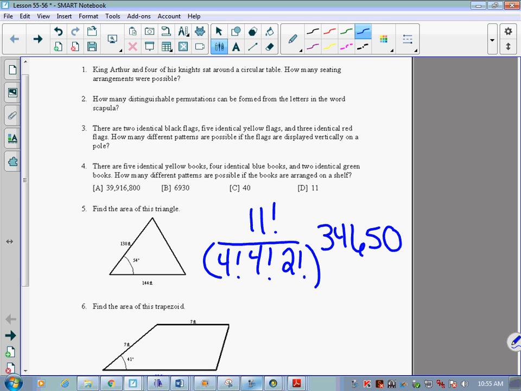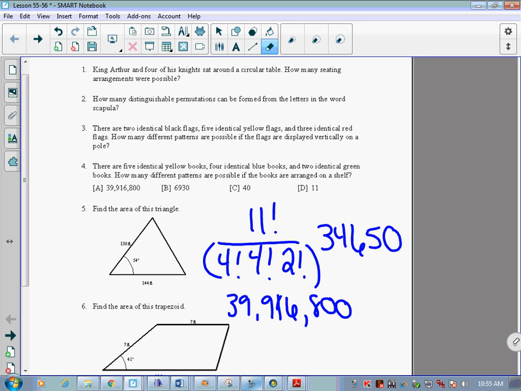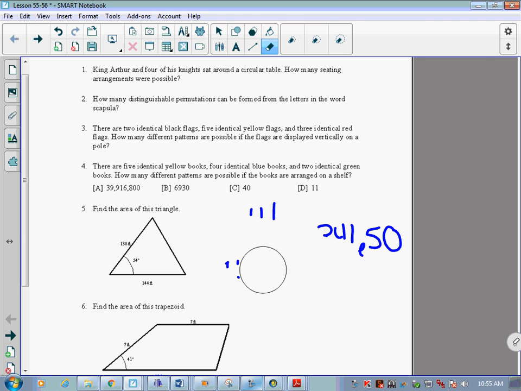34,650. Now, real quick, tell me what 11 factorial is, if we did it without distinguishing. 39,916,800. All right, so there's a big difference between almost 40 million and 34,000, right? Distinguishing permutations is a way to cut down on some things.